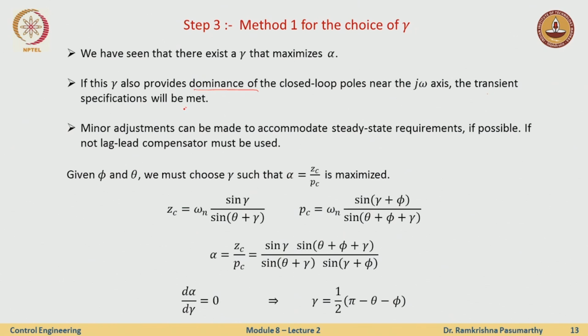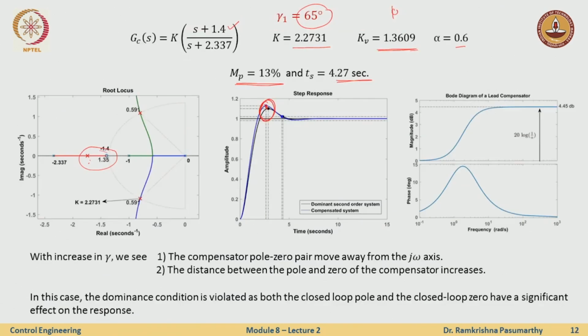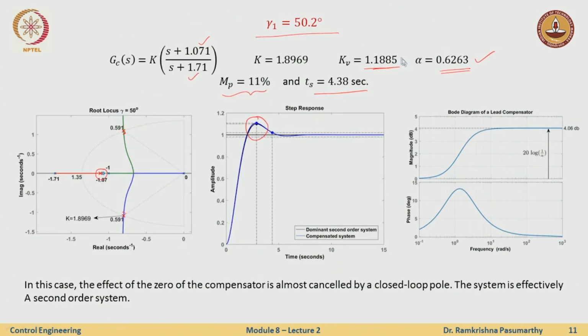What is the effect on the steady state error? We will not really worry about that, but some adjustments can be made to accommodate steady state requirements. Here I would primarily be interested in just improving the transient response without having too much effect on the steady state. As you saw here, the effect on the steady state is not really too much. There is some effect, but we could possibly try and keep this to a minimum.